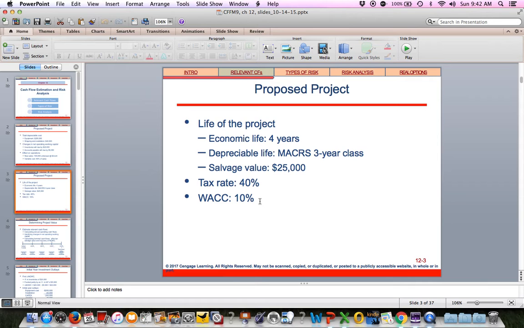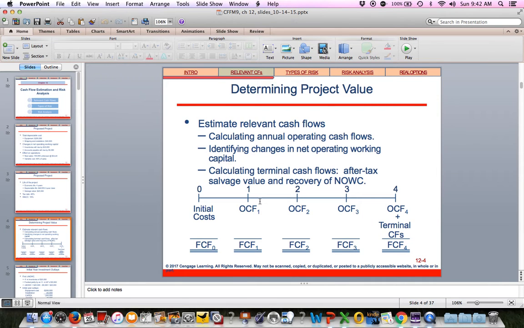So remember, in Chapter 10, we had to compute the WACC. In Chapter 11, we used the WACC to decide to undertake projects, and now we're computing what the cash flow is in this chapter. So determining project value, and that's what this chapter is all about, is what are those cash flows.